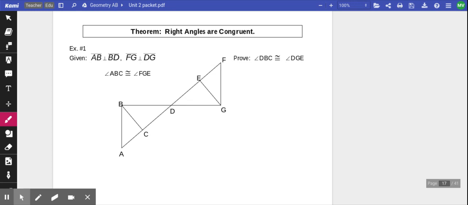Because remember, proofs are us stating things so that we can convince someone else of an argument. The idea of a proof is to give them statements and reasons so that we know our argument's true.